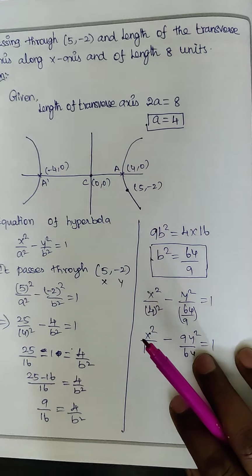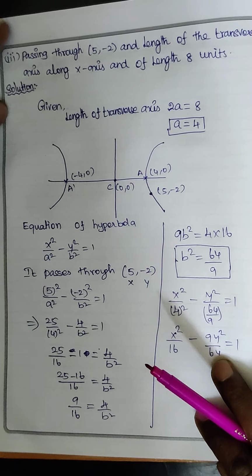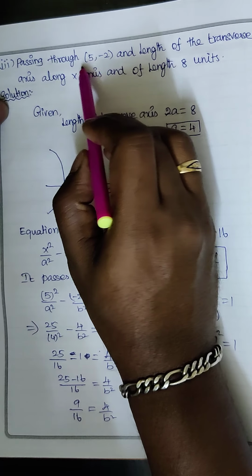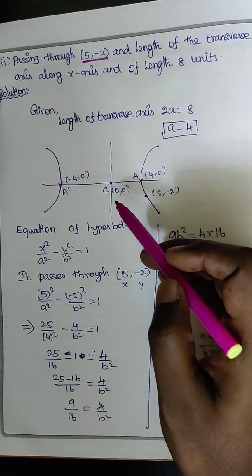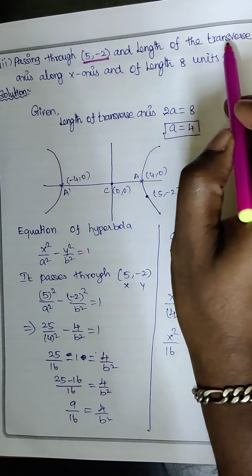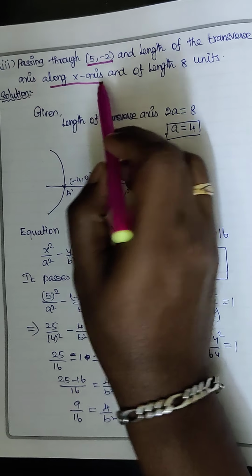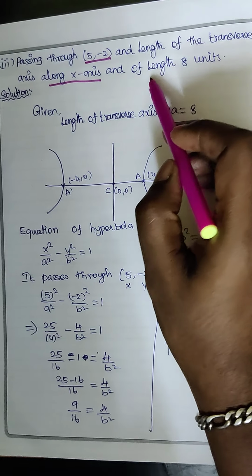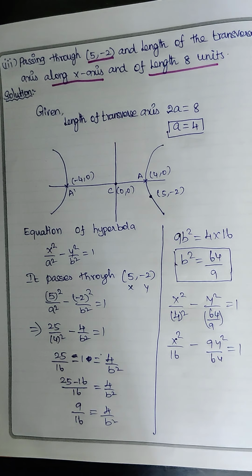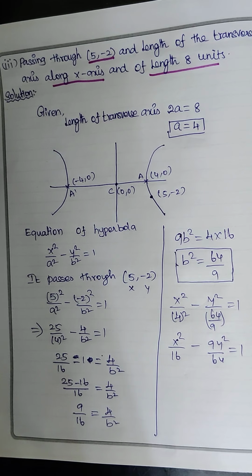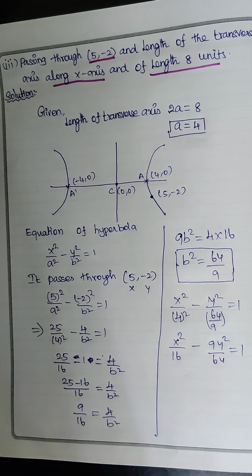And next, we have the third subdivision. So third subdivision is what? Passing through the point 5 comma minus 2, and the length of transverse axis along x axis is 8 units. So the length of the transverse axis is given, and the point it passes through is given. That transverse axis is along x axis.